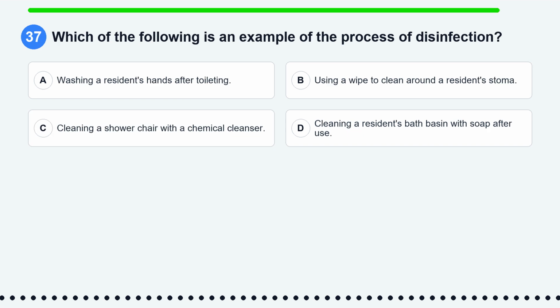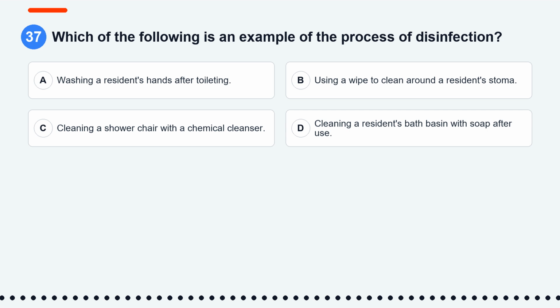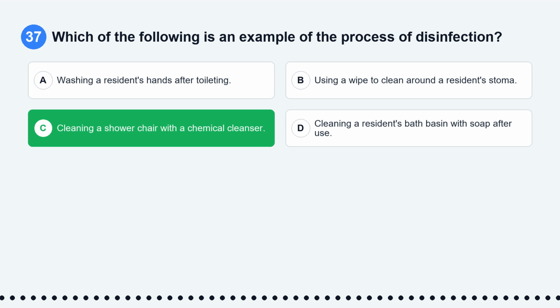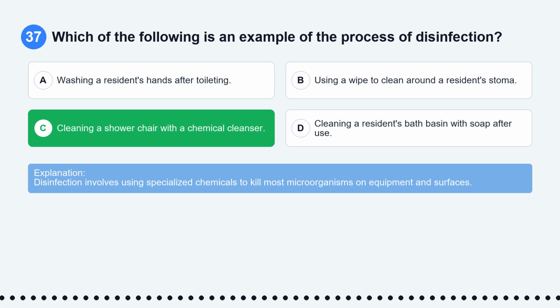Question 37. Which of the following is an example of the process of disinfection? Option A. Washing a resident's hands after toileting. Option B. Using a wipe to clean around a resident's stoma. Option C. Cleaning a shower chair with a chemical cleanser. Option D. Cleaning a resident's bath basin with soap after use. The correct answer is option C, cleaning a shower chair with a chemical cleanser. Disinfection involves using specialized chemicals to kill most microorganisms on equipment and surfaces.